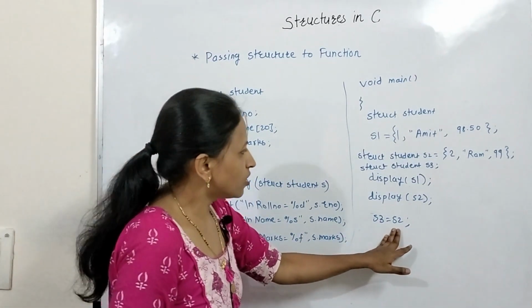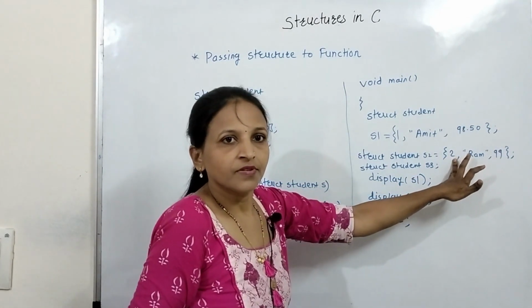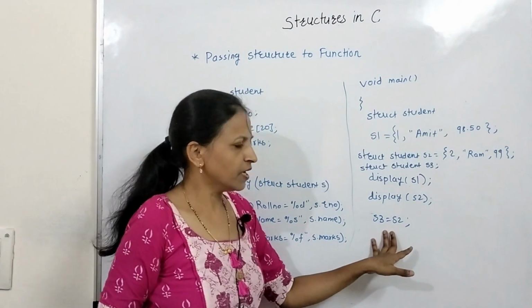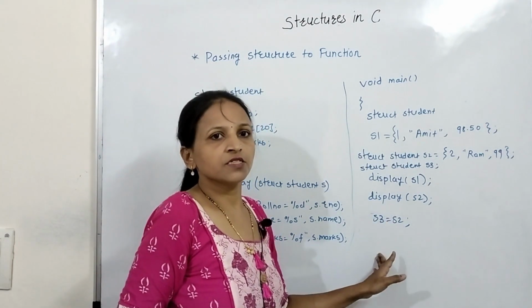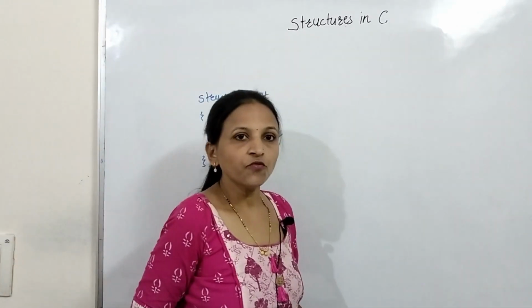Means here S3 dot roll number will be just like S2 dot roll number, that is 2. Name will be again the same and marks will be again the same. Means a member by member copy will be done because of this one single statement. There is no need to copy individual members. Getting? Now see what we have seen.